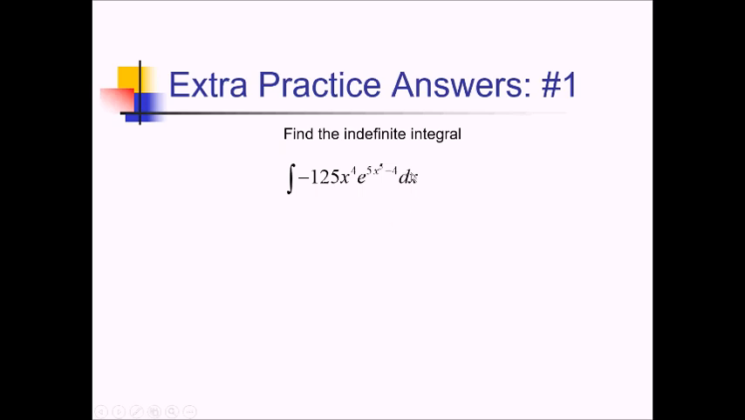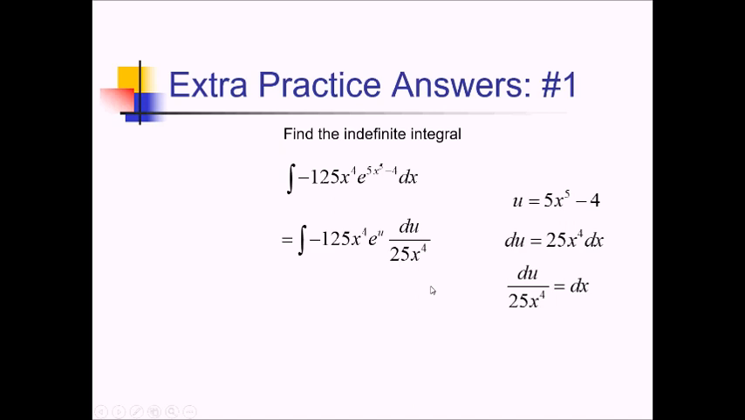Let's let u equal 5x to the fifth minus 4. And then du is going to be 25x to the fourth dx. So then dx is really just du over 25x to the fourth. Substituting back into the original, we can write negative 125x to the fourth times e to the u. And then dx again is just this du over 25x to the fourth.